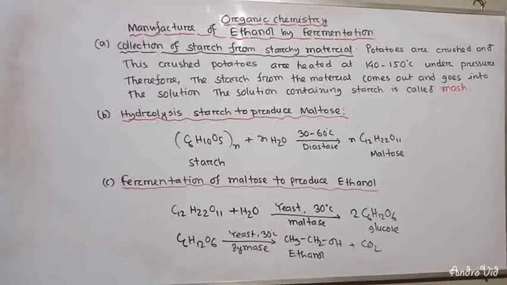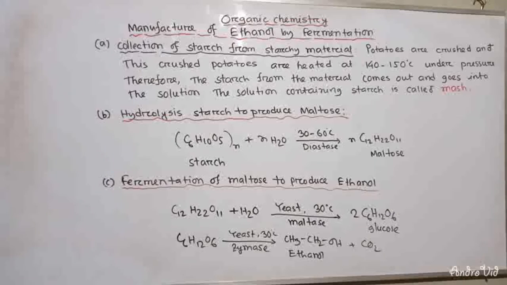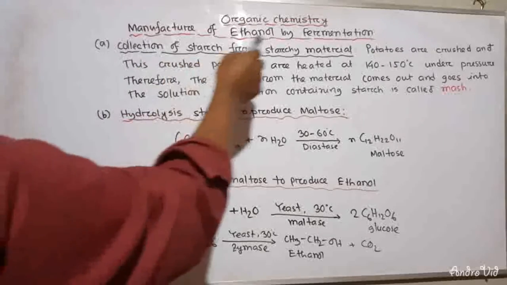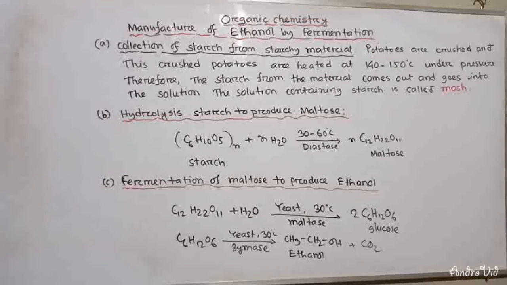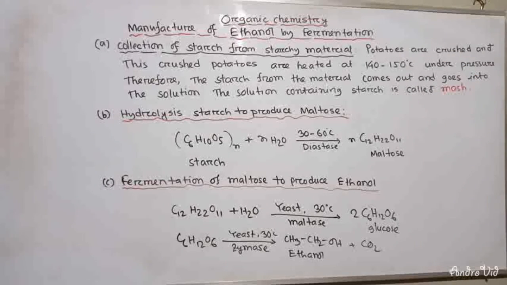So dear student, now the manufacture of ethanol by fermentation. If you want to prepare ethanol by this process, there are 3 steps you have to follow. The first step is collection of starch from starchy material. You can collect starch from starchy material, for example, potatoes.